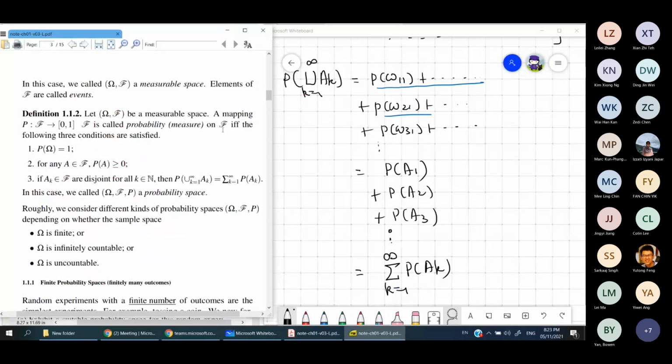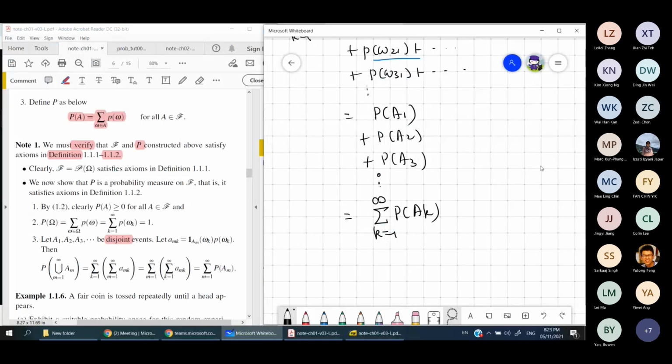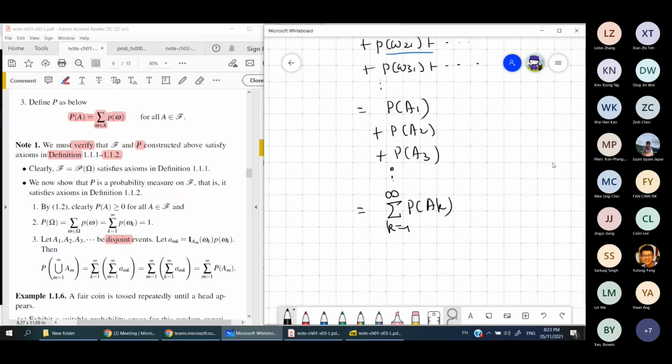So then we can see, all right, we get this relation. So 1, 2, 3, done. Okay, so using this, we can make conclusions, hence P is a probability measure.